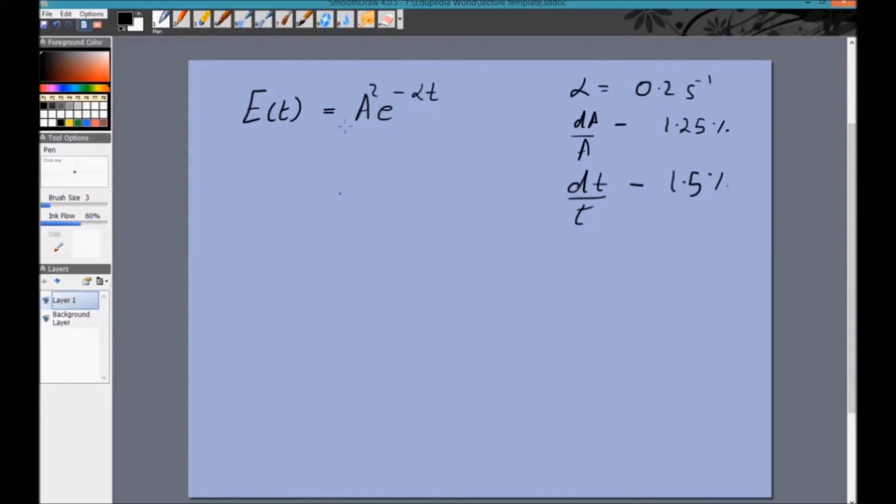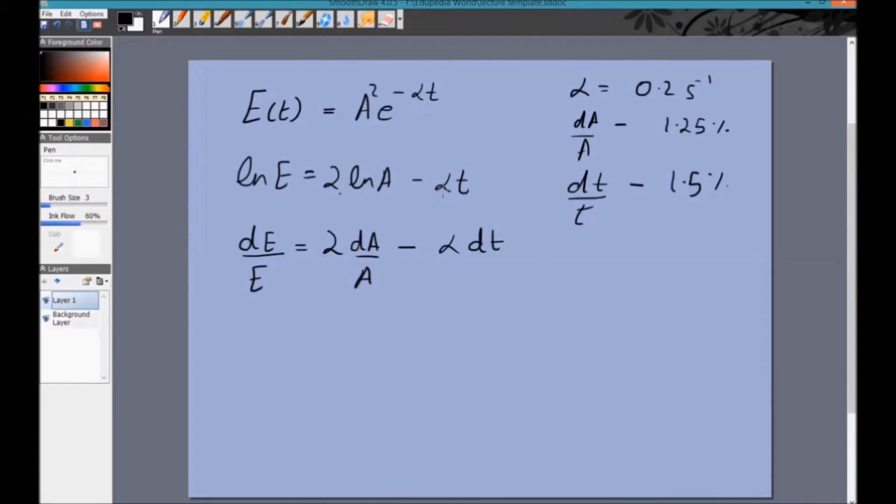So first of all, we can take the log of this, which makes differentiation easier. So it will give us ln E is equal to 2 ln A minus alpha t. Differentiating this will give us dE by E is equal to 2 dA by A minus alpha dt, and there will be no d alpha times t because alpha is a constant. Now this is the equation for the derivatives, but we actually want the errors, and we know that even if two things are subtracted, the errors are added. So mod of dE by E will be 2 times mod of dA by A plus mod of alpha dt.